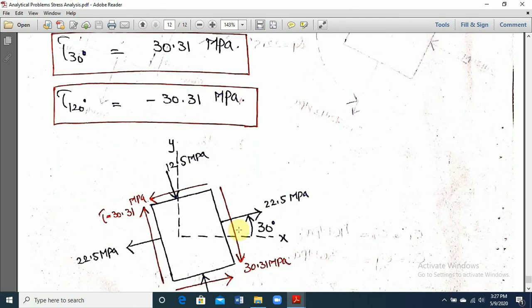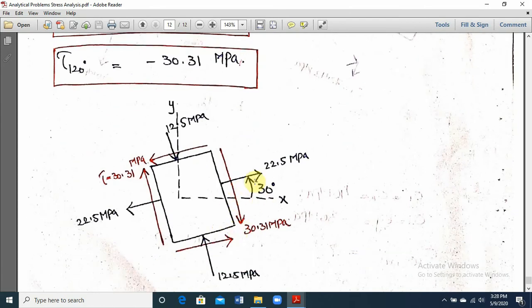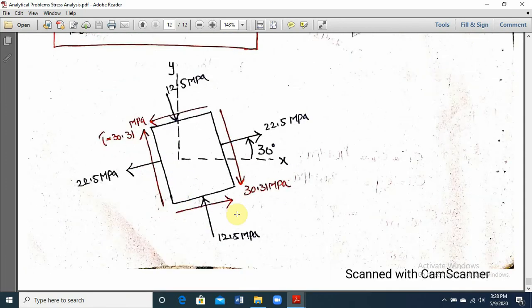We can draw that differential element as well. Rotate the element at 30 degree, you get the value of sigma which is 22.5 megapascal, and at 90 degree to this we have 12.5 megapascal. Then we have shear 30.31, etc.